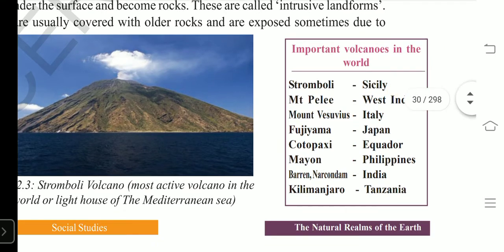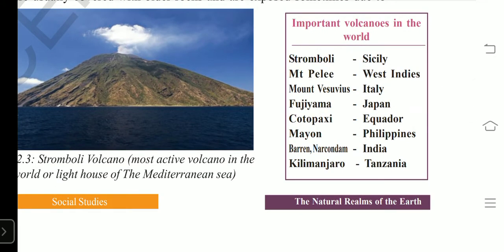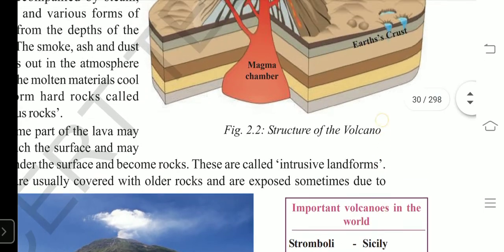Then Mount Vesuvius, it is also present in the Mediterranean Sea at Italy. Then Mount Fujiyama, it is in Japan. Okay, Cotopaxi, it is in Ecuador. Then Mayon, it is in the Philippines of Asia. Barren and Narcondam are present in the Andaman and Nicobar Islands of India. Then Kilimanjaro, it is one active volcano present in Tanzania in the African continent. Okay, these are active volcanoes present in the world.